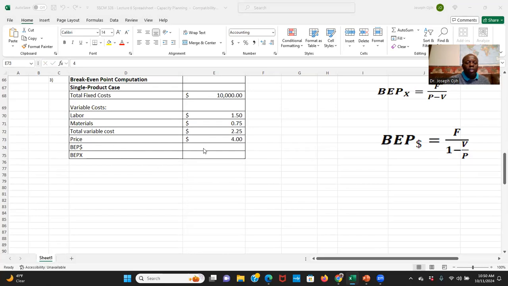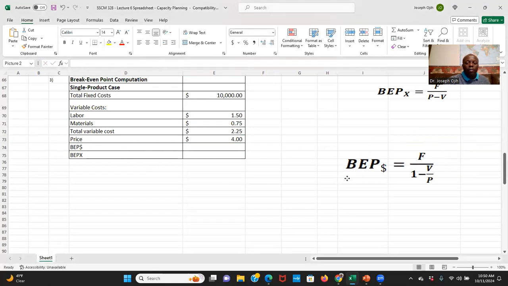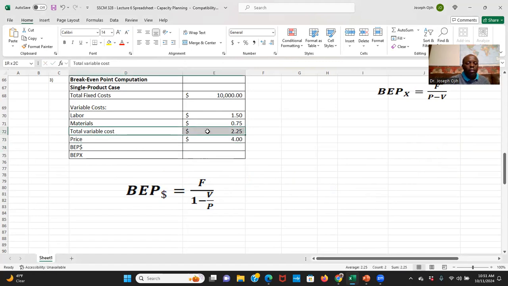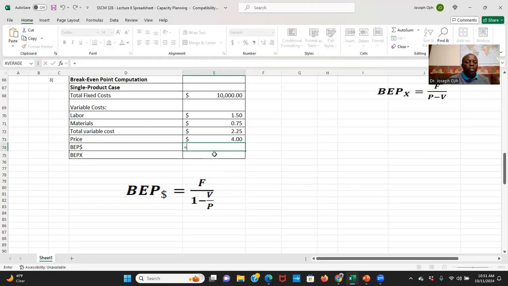So the first thing is the break-even point in dollars. The formula is right here. I'm going to move it, and look at it as we do it. It says fixed cost divided by 1 minus variable cost over price. Remember that our total variable cost is right here. See? So now let's do it. Equals fixed cost of $10,000 divided by, you put the opening parentheses, 1 minus V over P. So 1 minus our total variable cost, which is $2.25.